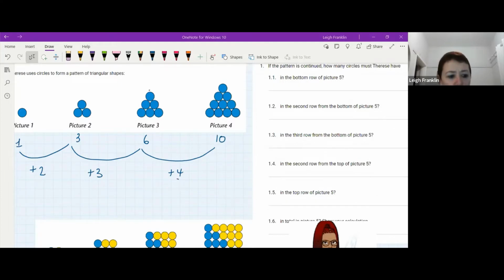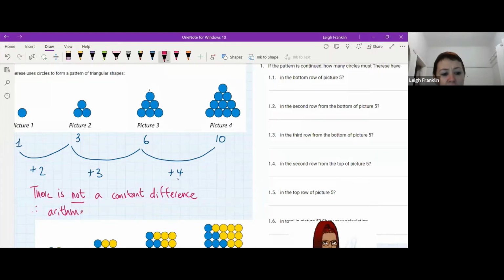Absolutely. Keep talking. An arithmetic pattern has the same difference, like it's adding 2, for example, the whole time. It doesn't change, it's constant. Absolutely. That's very well put. I couldn't have said it any better than that. Thank you, Rolivua. You are quite right. There is not a constant difference. So therefore, this pattern cannot be an arithmetic pattern.